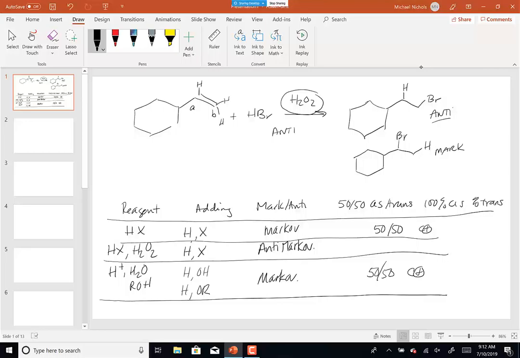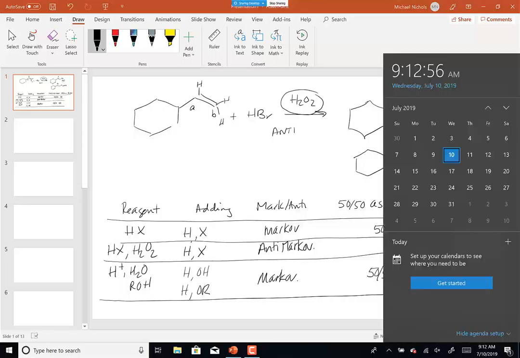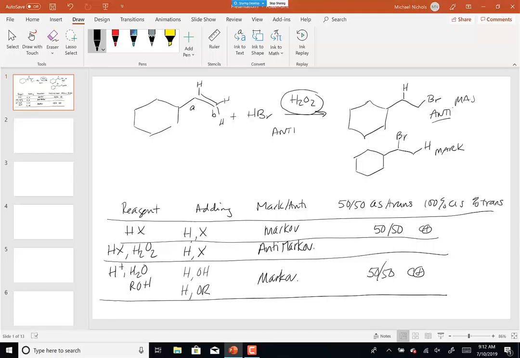So this chart's going to get longer. A couple today, a lot next week, if you're here next week, because this is a long chapter. So we're going to do as many as we get to, and then after that we'll finish the rest of them in organic two. Okay, everybody with me? So the major product then of this reaction is the anti-Markovnikov.